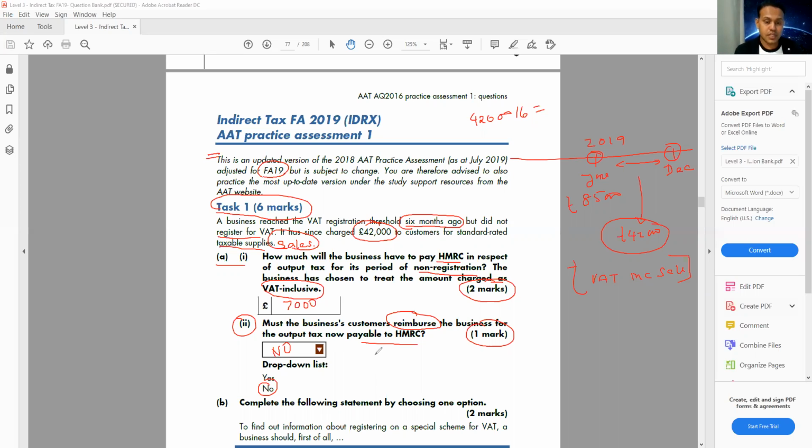So now, even though the customer didn't pay the VAT, and the customer can claim VAT from HMRC, the answer is no, because this customer never paid the VAT. How can this customer be reimbursed? So they cannot claim back, isn't it? This is the business who is actually losing the money because they forgot to register. So they cannot reimburse the money from HMRC.